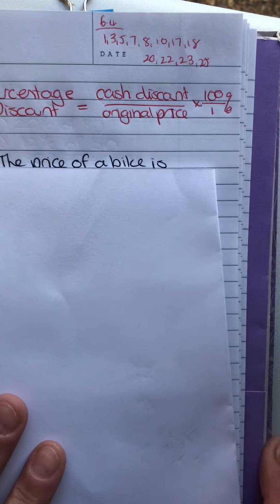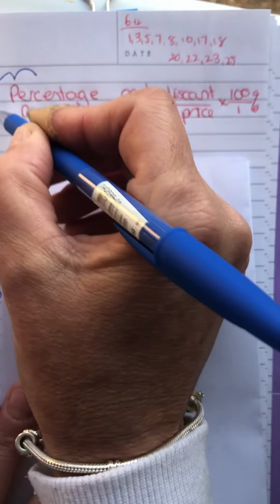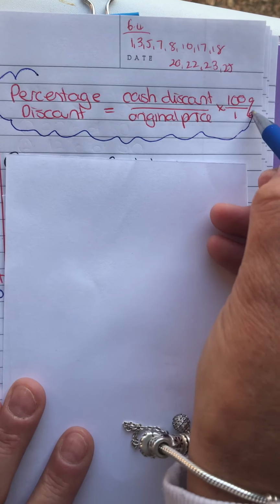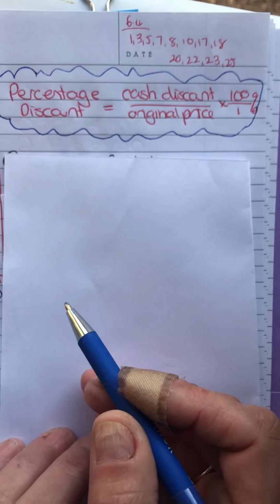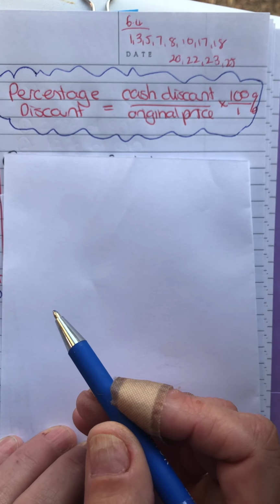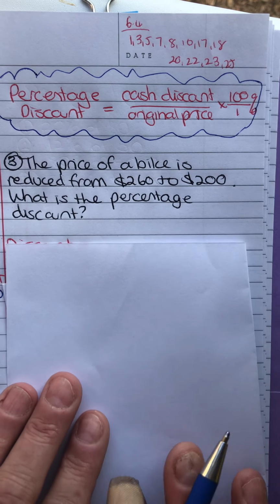This is really important. Percentage discount. So now we've worked out what the actual discount is. We want to work out, going backwards, what that was as a percentage. This is a very important piece of information. So please copy that down. All right. So let's have a try.